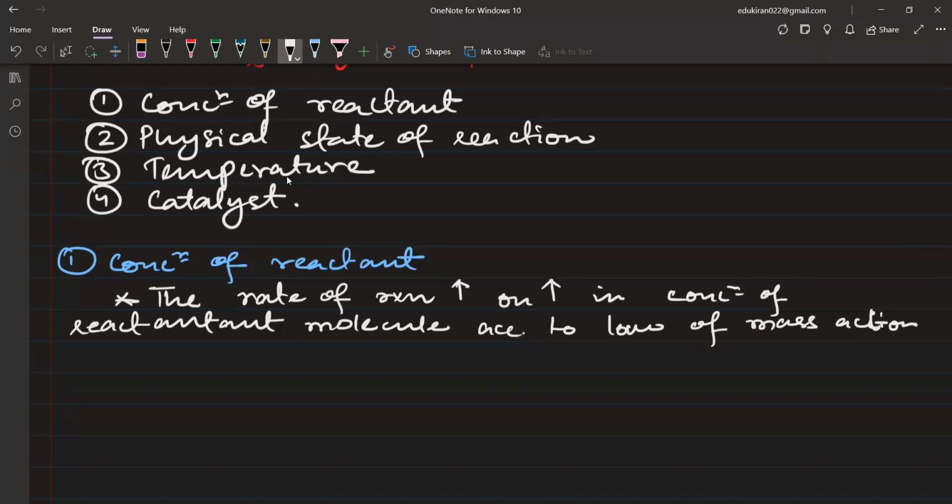According to the law of mass action, if we increase the concentration, then we'll have more moles, or more number of particles, of reactant in the same volume. So the number of collisions will also increase.